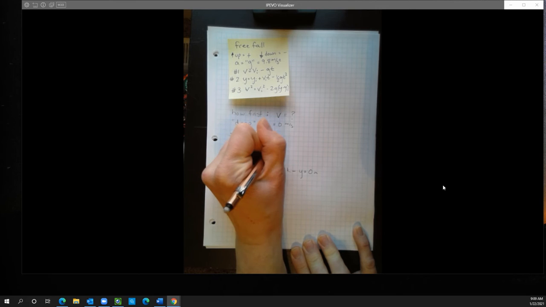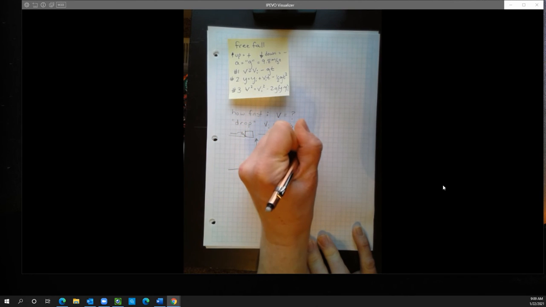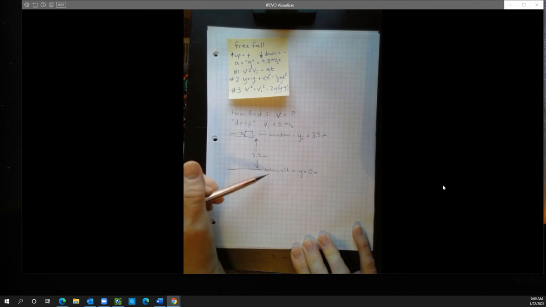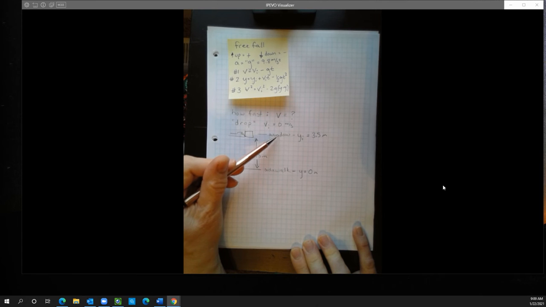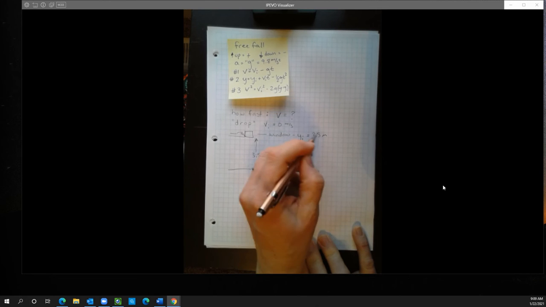Window starting position, y starting is 3.5 meters. Just to say the window is 3.5 meters above, so above being plus, 3.5 meters above the sidewalk. We could also say the window is 0 and that the brick falls 3.5 meters. If I say y initial is 0, then I need to say the sidewalk y is negative 3.5.